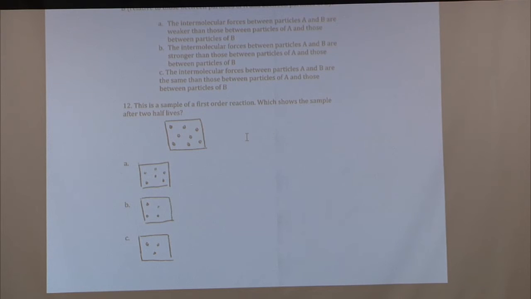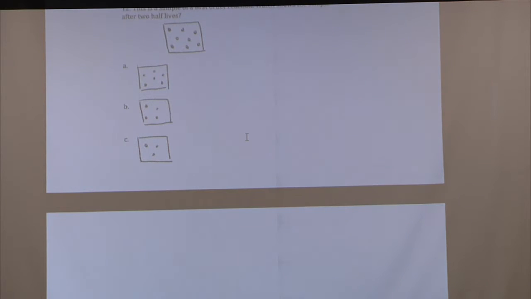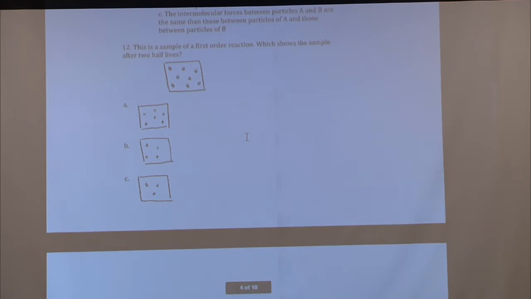Okay, number 12 says this is a sample of a first order reaction, and they want to know which one will show the sample after 2 half-lives. Where's the other one? Okay, the last one is there's just 2 dots in the square. So we know that a first order reaction is independent of its concentration.